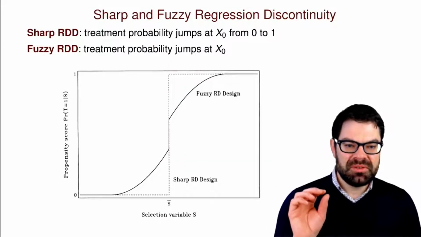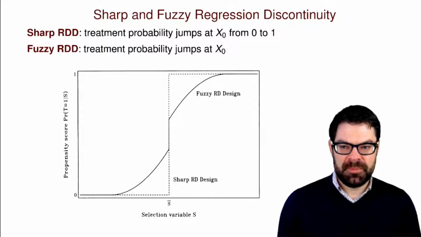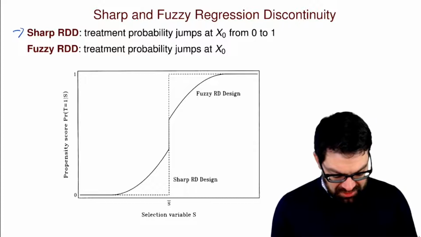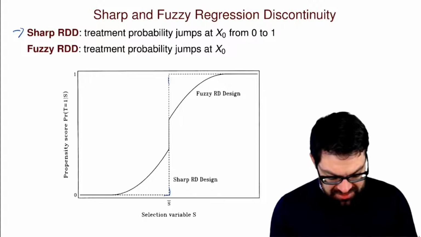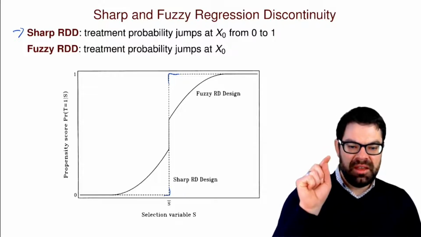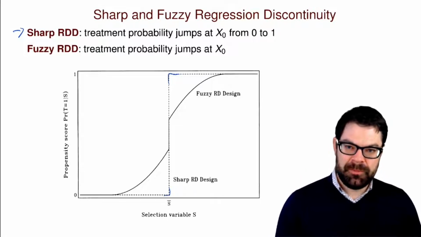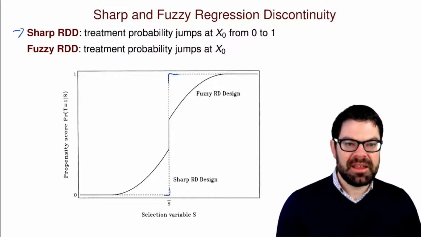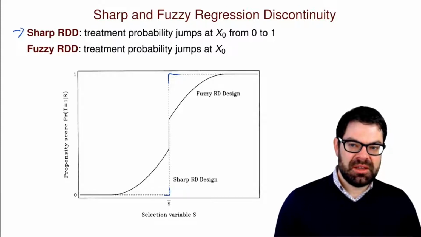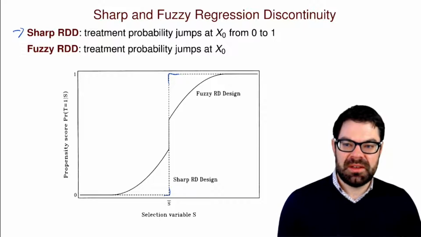And we have to distinguish here between two types of regression discontinuity design. The first one is a sharp design, which is what you see here with the dashed line. What happens with a sharp regression discontinuity design is, at the discontinuity the probability of getting treated jumps from 0 to 1. So everyone gets treated at that discontinuity. And I will show you examples of sharp regression discontinuity designs.